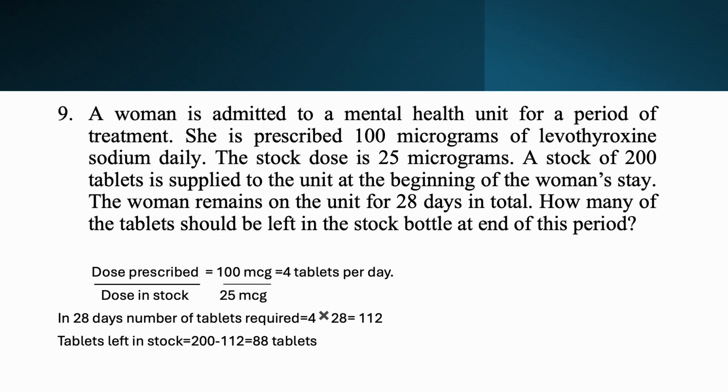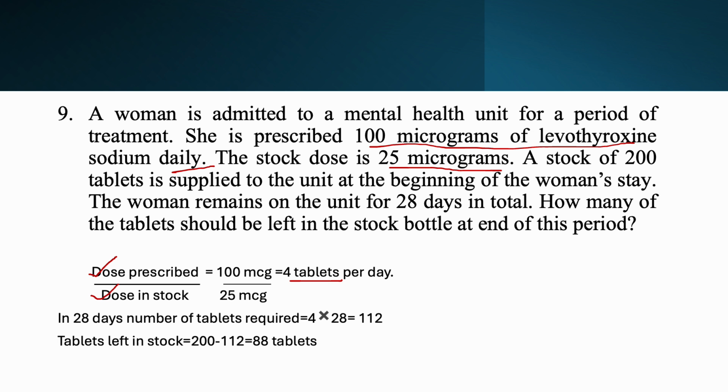To answer this question, you have to read the question carefully and understand it first. Let me explain it in a simple way. The question is saying the prescription of medication for the woman is 100 micrograms of levothyroxine daily. The available medication in the stock is 25 micrograms. So the dose prescribed is 100 micrograms and the dose in the stock is 25 micrograms. So the total tablets you have to give to the woman per day is 4 tablets. So that is the first step.